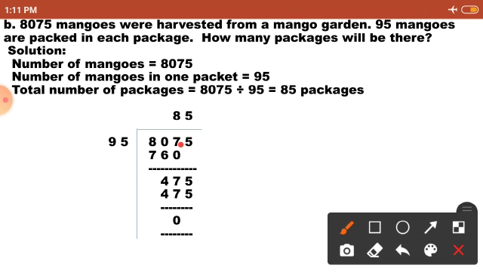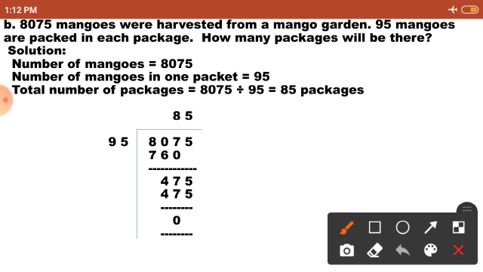How many 95s are in 807? It is 8. So 95 8s are what? 760. Just subtract both of these numbers. 7 minus 0, you will get 7. And 0 minus 6, it is not possible. So we are borrowing 1 from here. When you borrow 1 from here, this will become 7. And this will become what? 10. Now subtract this. 10 minus 6, you will get 4. And 7 minus 7, you will get what? 0.